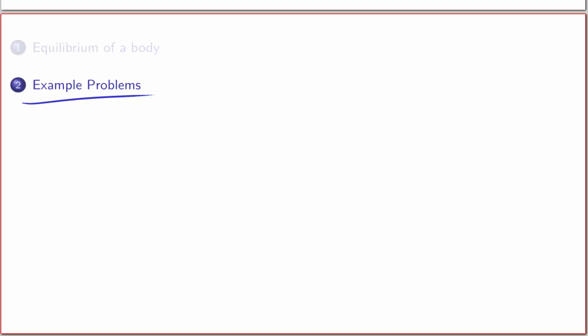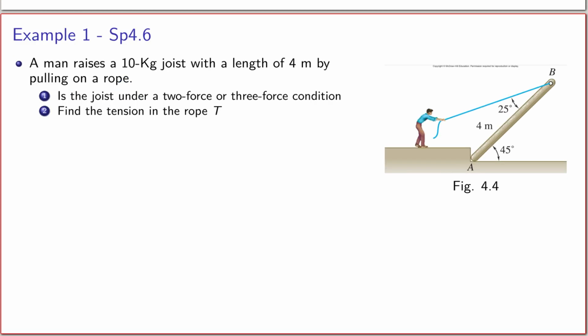Okay, so with that, let's apply this idea to one example problem to see how you can simplify the situation. So here's the problem. We have a man who is using a rope to pull on a joist, right? And this is a joist here, and it is 4 meters long. And the problem asks you to first find out whether the joist is under a 2-force or 3-force condition.